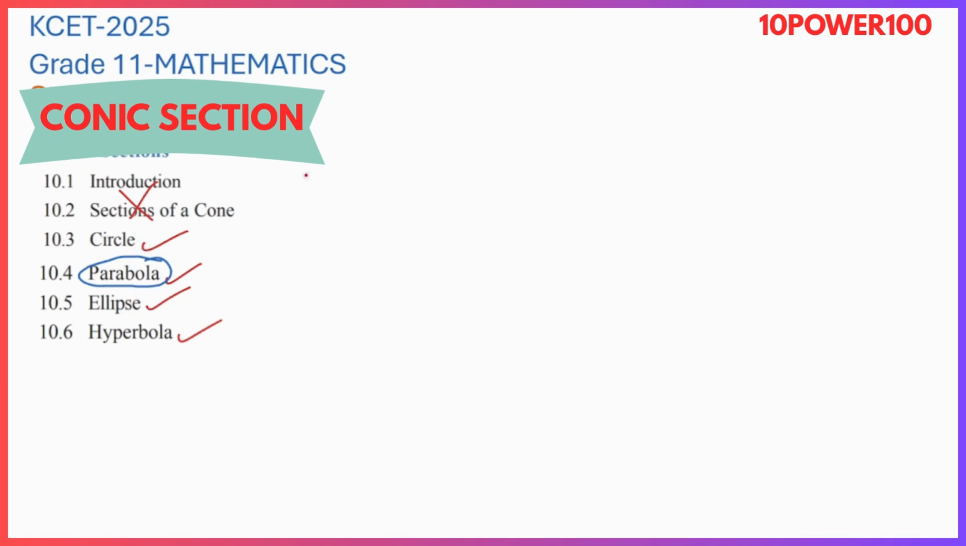Next, let's go with circles. For circles, there's only one formula: (x minus h) whole square plus (y minus k) whole square is equal to r square. Here in this case, h and k are the center of a circle.